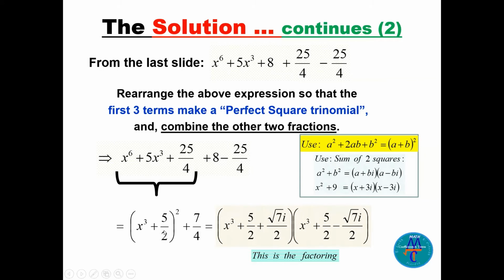So I can write the factoring. The final answer will be x cubed plus 5 over 2, this is the a here, plus square root of 7 over 2, i is outside, times x cubed plus 5 over 2 minus square root of 7, i is outside, divided by 2. So when you multiply the 2 brackets here, you will get the question given, x to the power 6 plus 5x cubed plus 8. You can try it yourself.